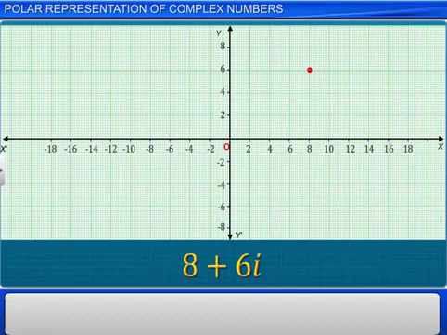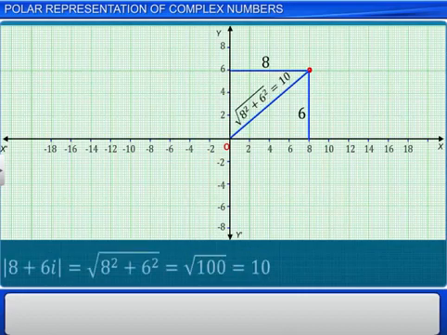Now, we'll draw perpendiculars from the point to the axes. The perpendicular distance of point P from the x-axis is 6 units, while the perpendicular distance of point P from the y-axis is 8 units. Therefore, the distance of point P from the origin O is the square root of the sum of 8 squared and 6 squared. This is equal to 10 units. The distance of point P from the origin is the modulus of the complex number 8 plus 6i. As you can see, this is the same way in which we calculate the modulus of a complex number.